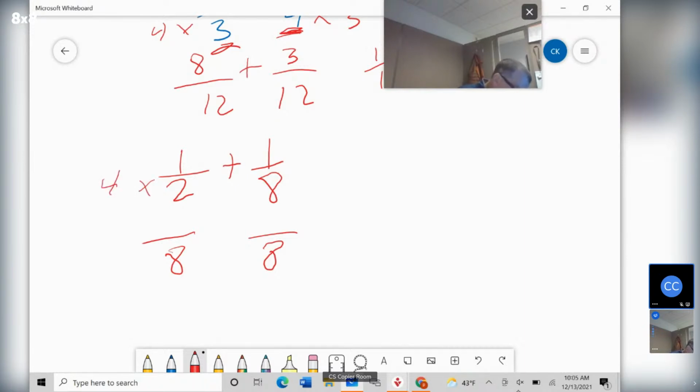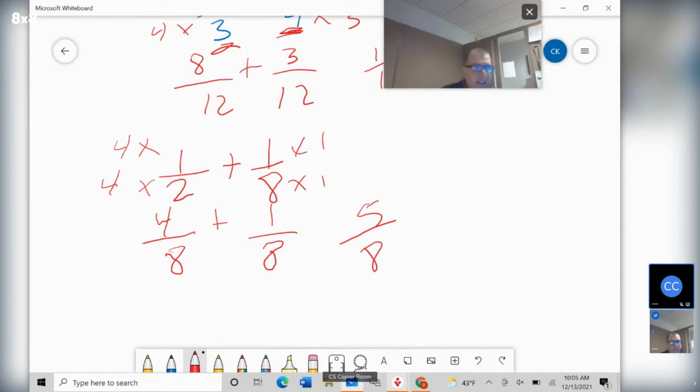And if I multiply the bottom times 4, I have to multiply the numerator. Whatever I multiply the denominator by, I have to do the same to the numerator. And that's going to be 4. In this case, 8 times 1 is 8, and 1 times 1 is going to be 1. So this one's going to be 4 plus 1 is 5/8.